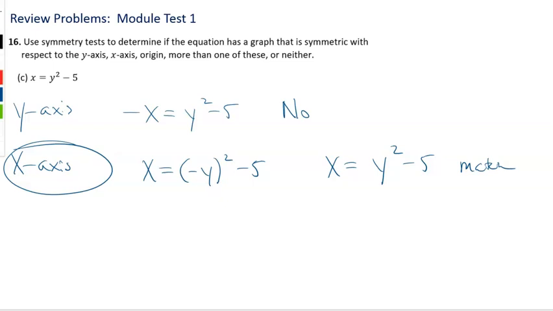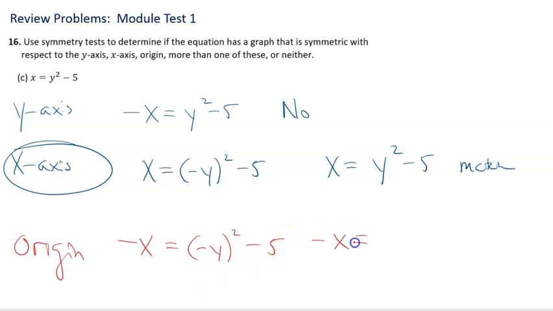Okay, so origin symmetry. Remember, to check origin symmetry, you do both. You do negative x for x and negative y for y. You simplify. That gives me negative x on the left and positive y squared minus 5 on the right. Does that match? No, it doesn't. Even if we divided both sides by that negative, it's still not going to give us what we had to start with. So the only thing we have this time is x-axis symmetry.